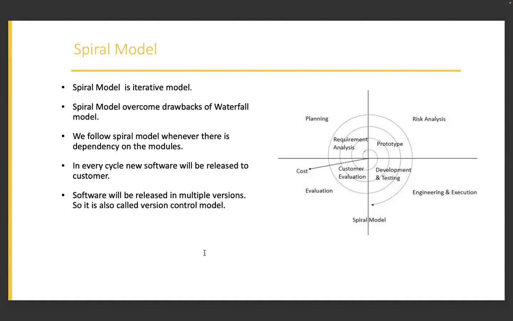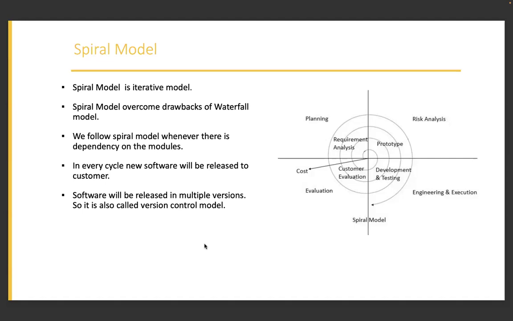How this is done is, you have release 1.5, after that 1.5.1, after that 1.5.2 and so on. That is what you can consider a spiral model. Software will not be released in a single go. Usually they release in multiple versions. That's the reason this model is also called the version control model.